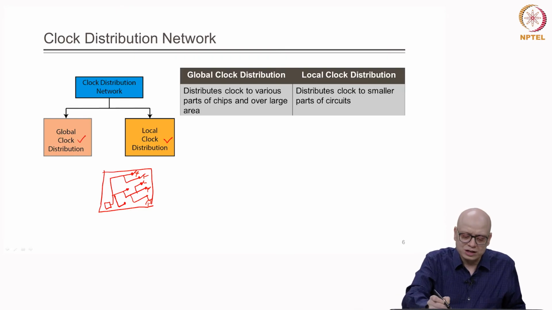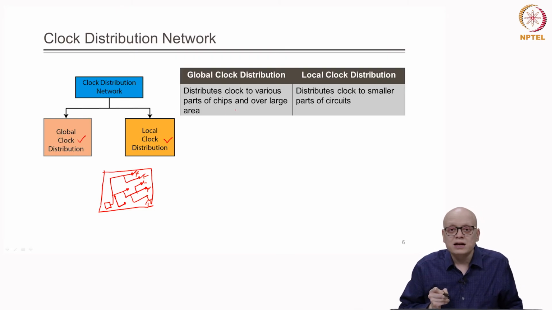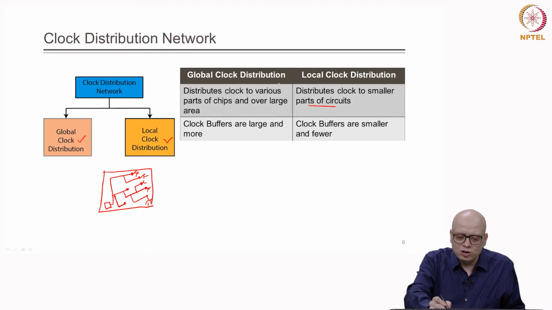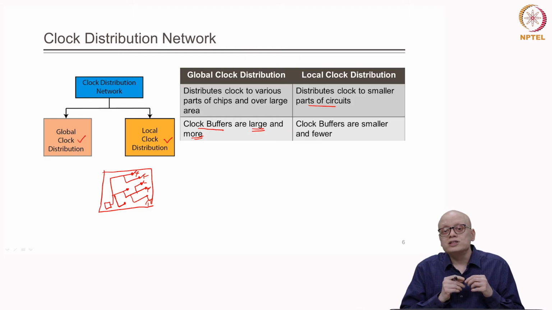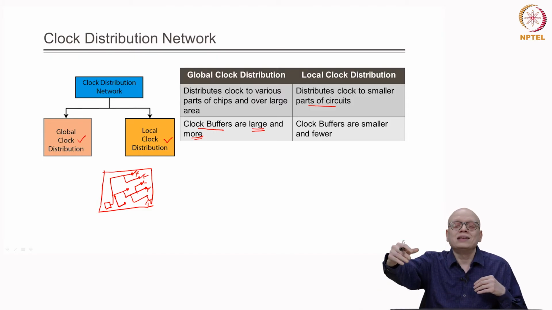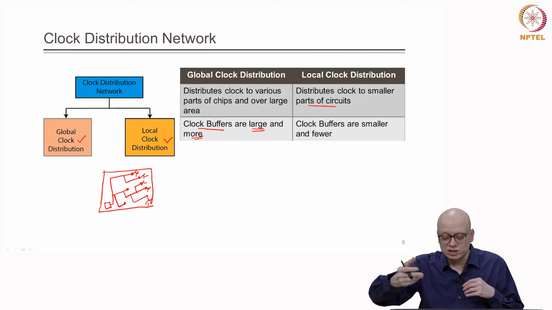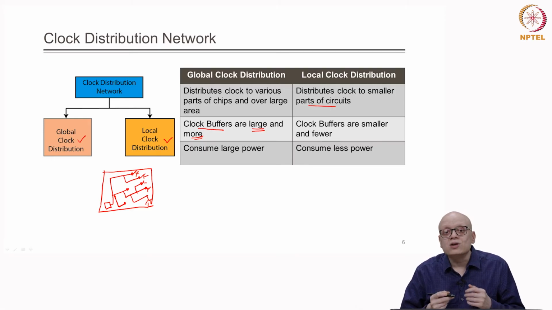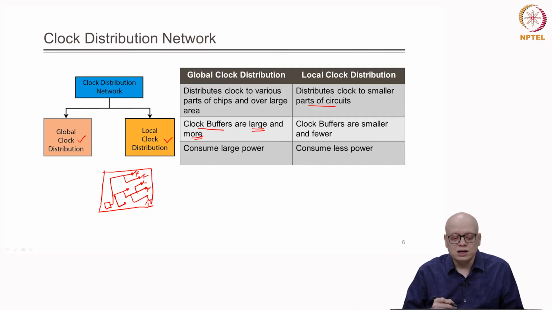Okay. So, let us see the differences between these two networks. The global clock distribution network distributes clock to various parts of the chip and over a larger area, while the local clock distribution network distributes clock to smaller parts of the circuit. The global clock distribution network will have larger buffers and it will be numerous, right. Why? Because it needs to propagate the clock signal over a longer length, and therefore will need more buffers and larger buffers. It will also consume larger power because of larger buffers and also the larger capacitances associated with it.